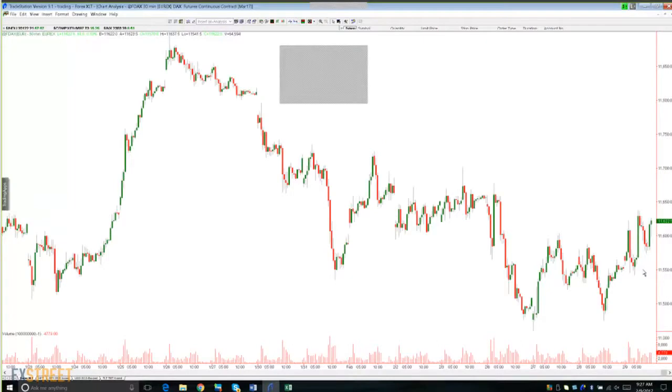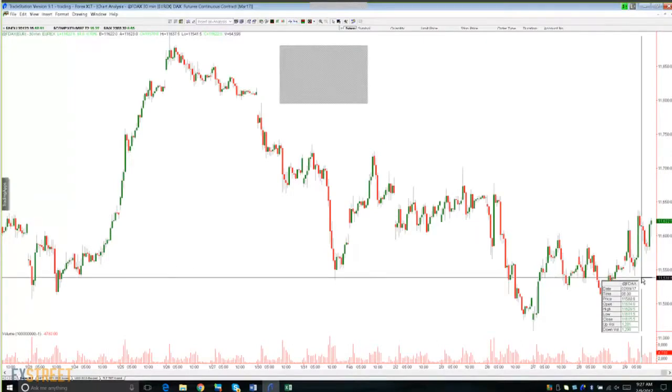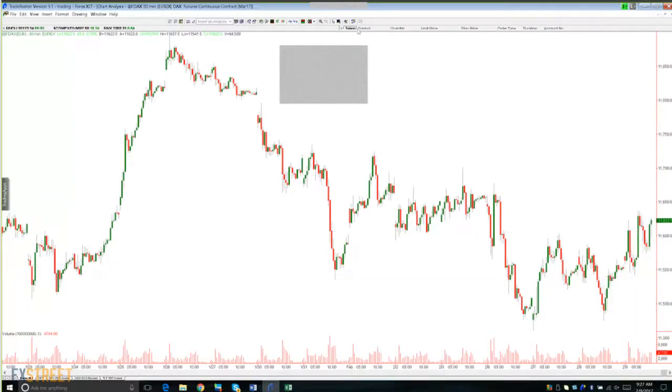Yeah, so again, you do have a nice demand zone sitting below current price. Let's put our level in there. This is where prices are likely to turn higher from.